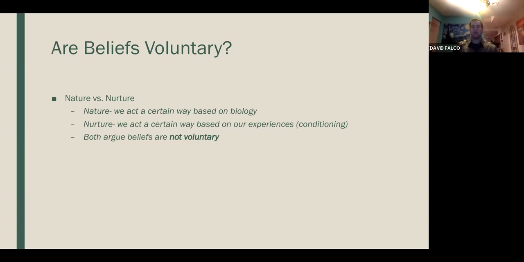And when I thought about this a little bit deeper, both arguments actually would say that our beliefs are not voluntary. If everything's based on biology, then we should be biologically predetermined to believe certain things over others. If it's more based on our experiences and what we've been conditioned to think, it's not voluntary. It's things that were outside of our control that were happening to us as we were being raised, or even as we were adults and being conditioned by our society. There are still things that are outside of our control that are influencing what we believe.